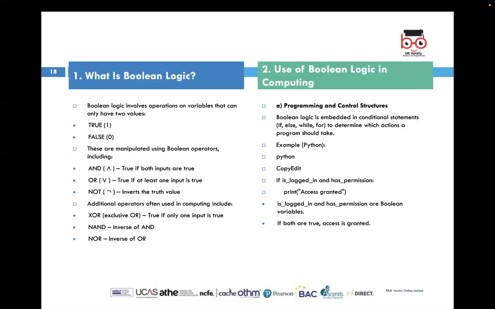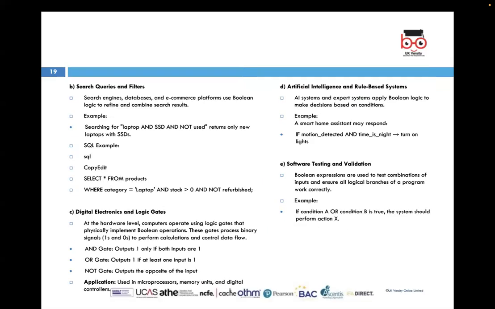Programming and control structures. Boolean logic is embedded in conditional statements if, else, while, and for to determine which actions a program should take. For example, the code below, as we discussed before, if is logged in and has permission, then it would print out the following message onto the console. Is logged in and has permission are Boolean variables. If both are true, access is then granted.